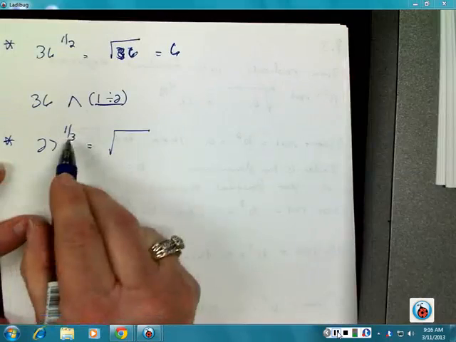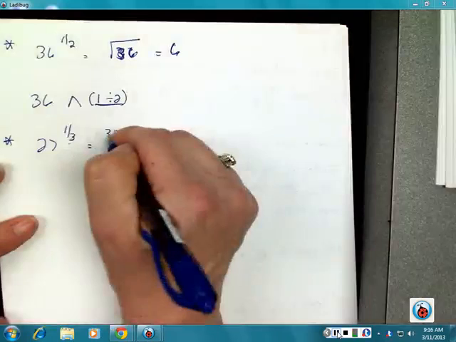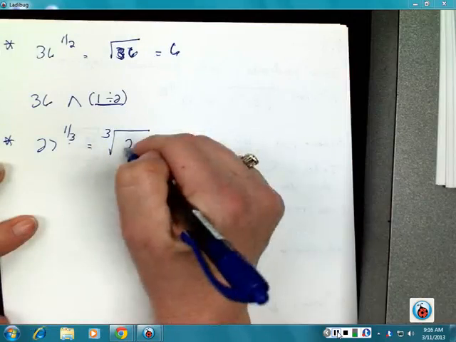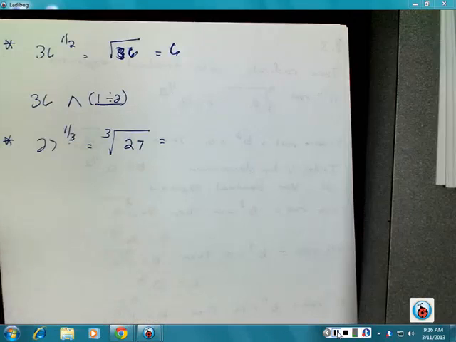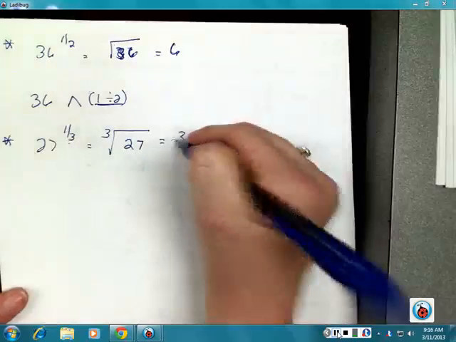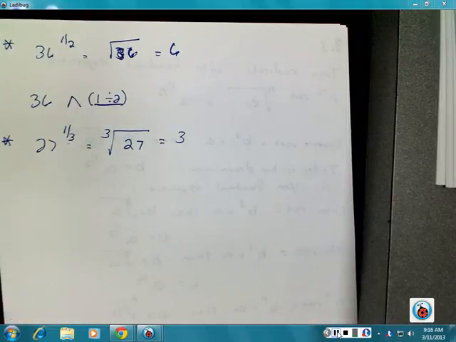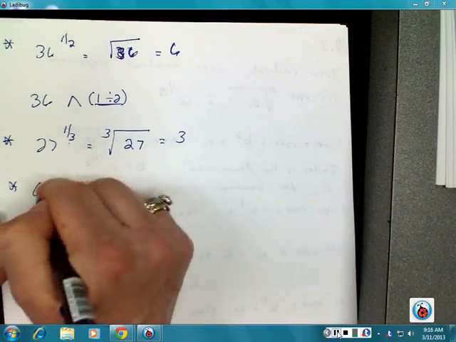Another one might be 27 to the 1/3 power. So reversing it, the index is the denominator, which is 3. The radicand is 27. And so what's the cube root of 27? And we did that one earlier. So what's the cube root of 27? Is 3. Yep.